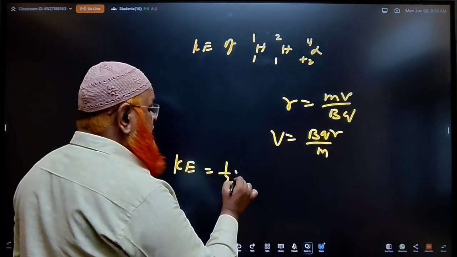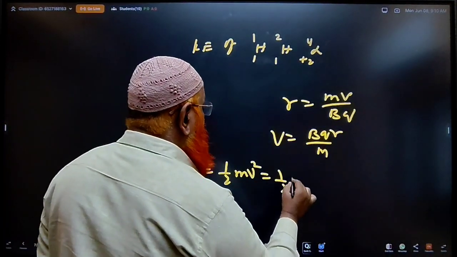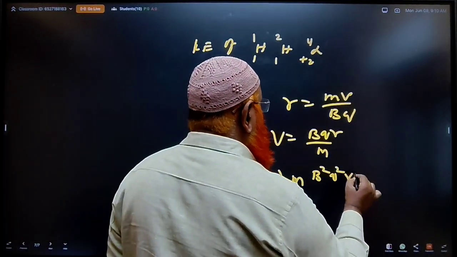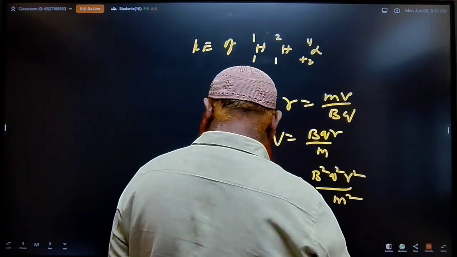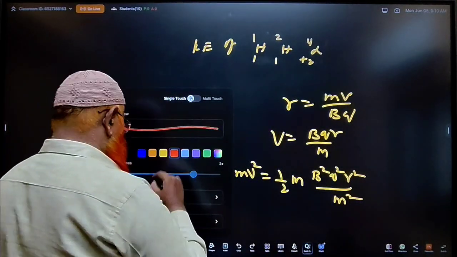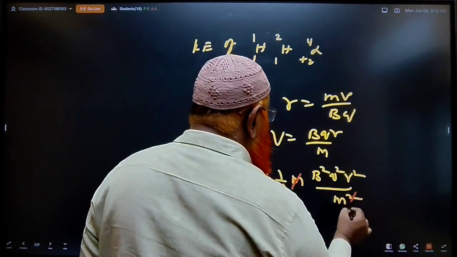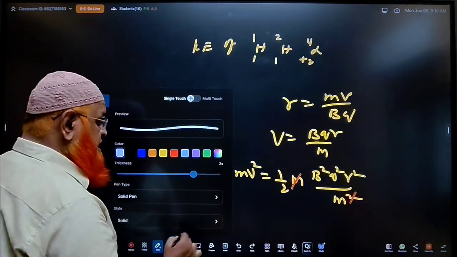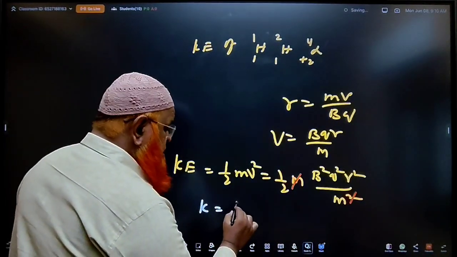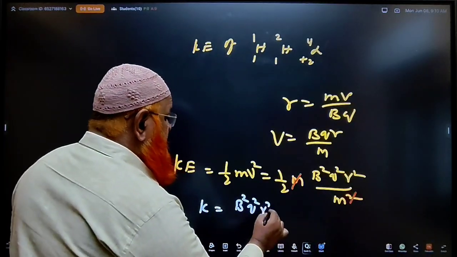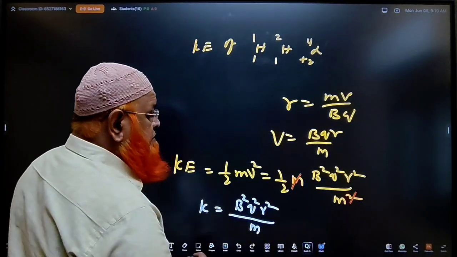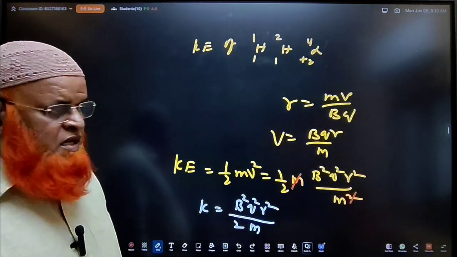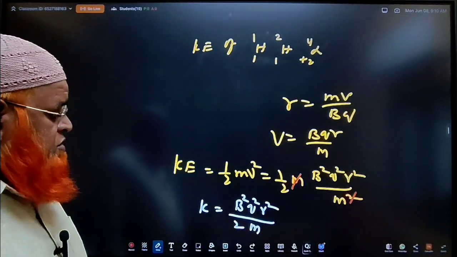Kinetic energy is nothing but half m v square. So half into m into v square means b square q square r square by m square. So here m square gets cancelled. Therefore, the final formula for kinetic energy is nothing but b square q square r square by 2m. That's it. Understood? Is it okay?